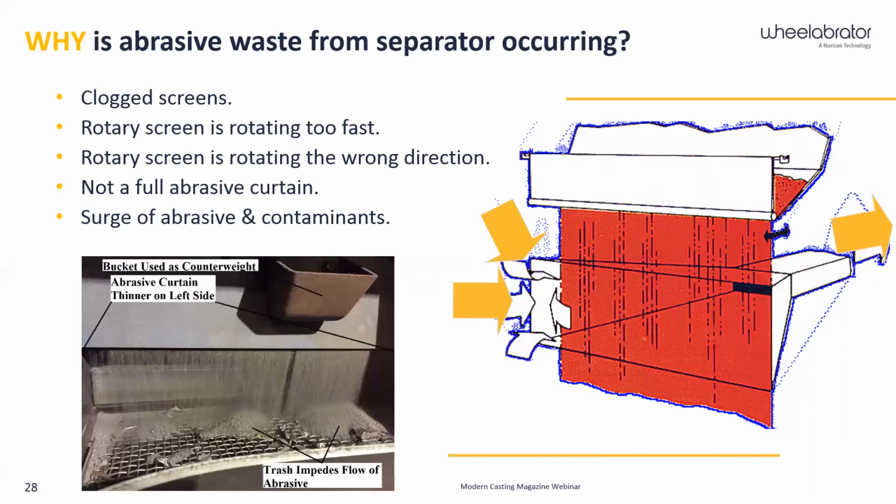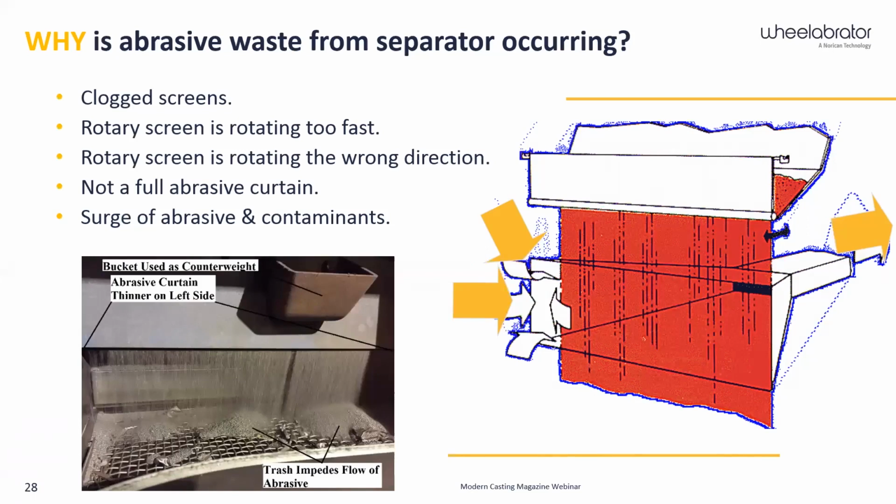Another area is maybe your rotary screen is rotating too fast. If it's rotating around in there, the abrasive doesn't have time to drain through the screen. So it actually bounces all the way through and comes out of your trash hose again.